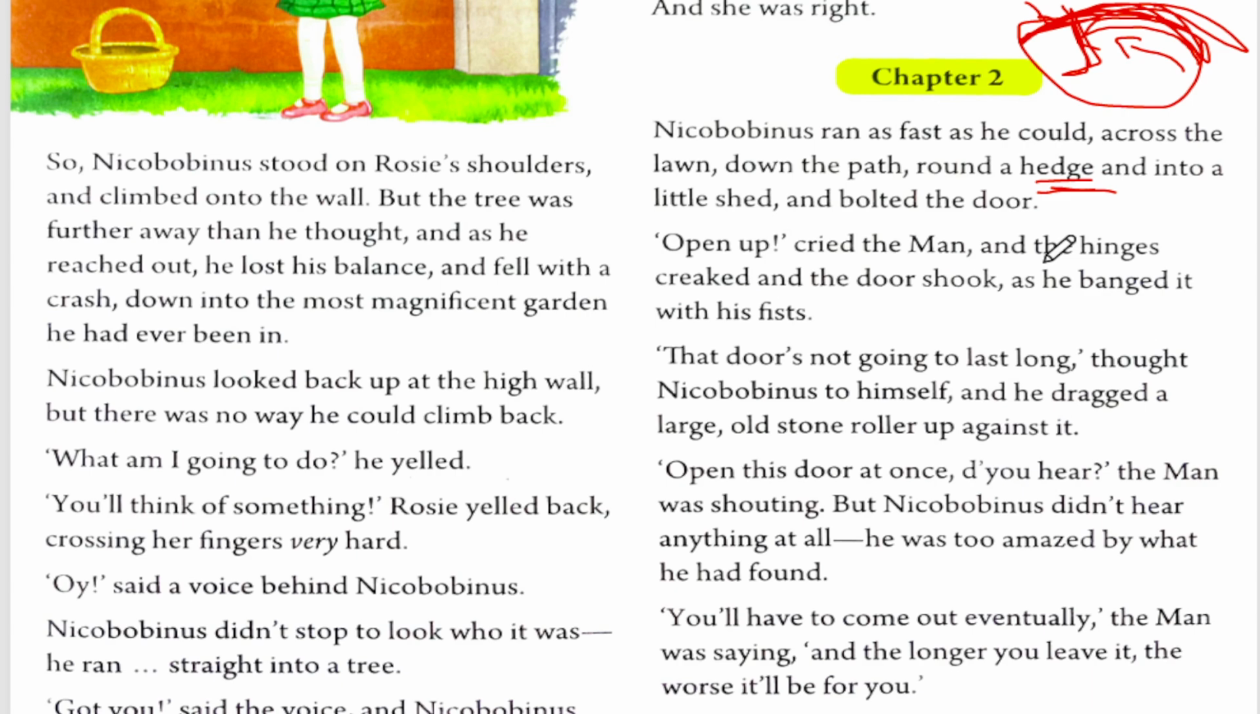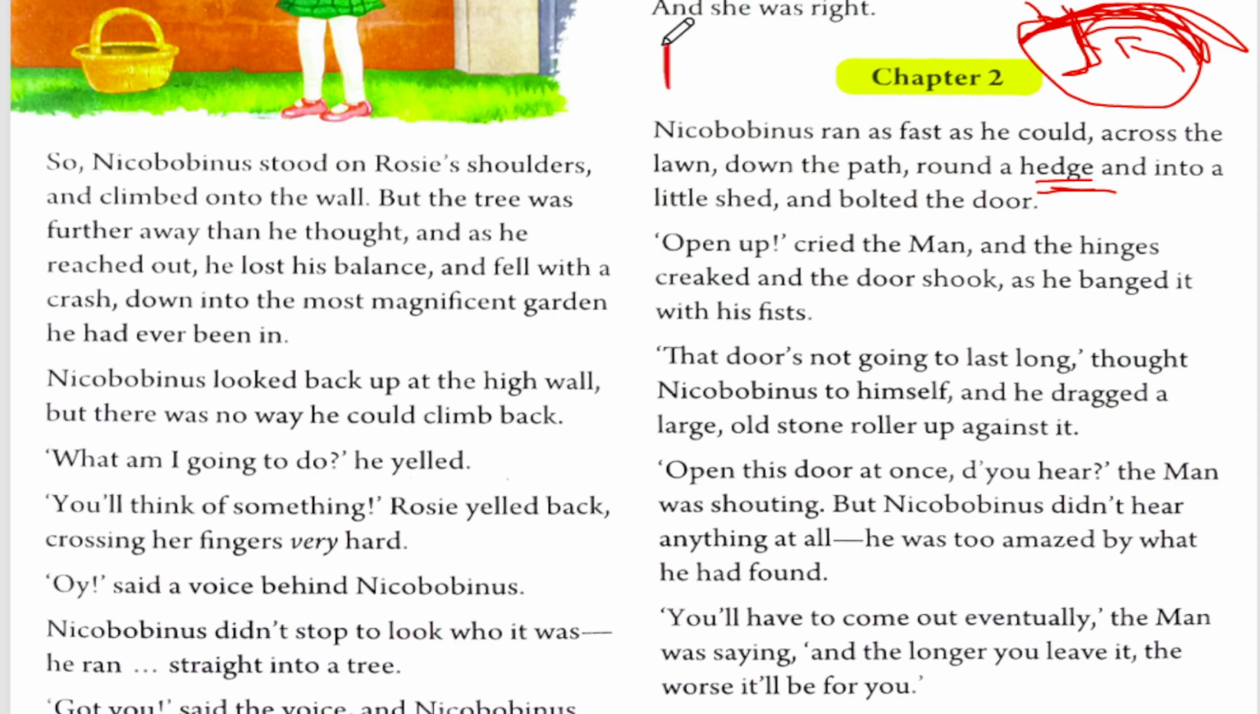"Open up," cried the man. The man became angry and shouted at him, "Open the gate soon." And the hinges creaked and the door shook as he banged it with his fists. So, as he was shaking the door with his full strength, the hinges of the door were creaking.